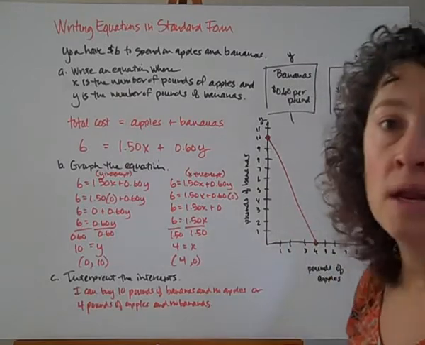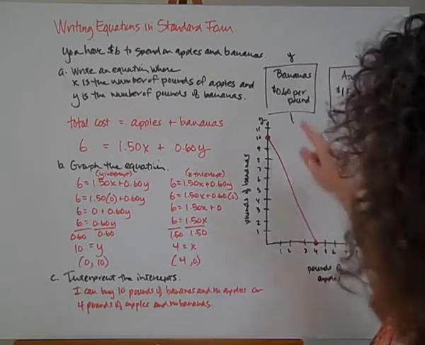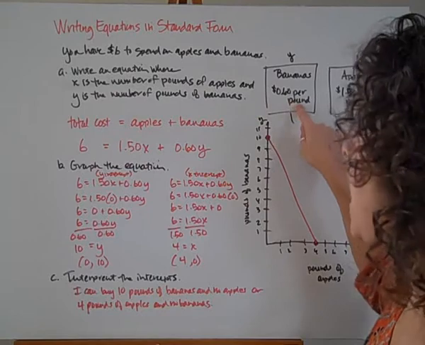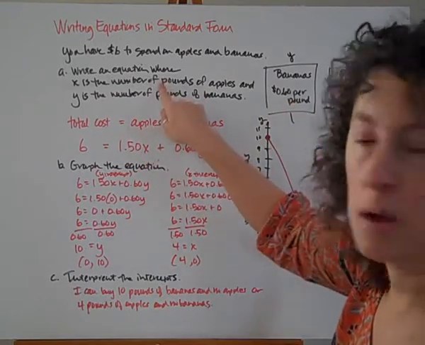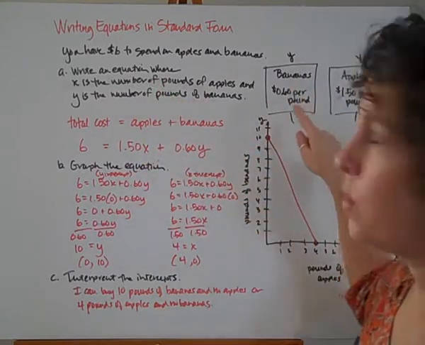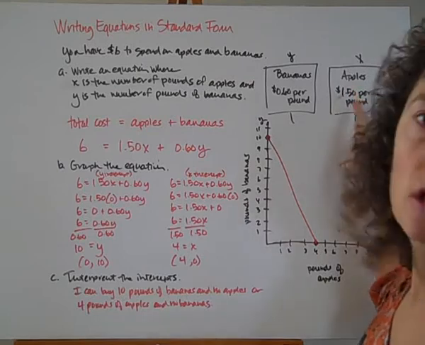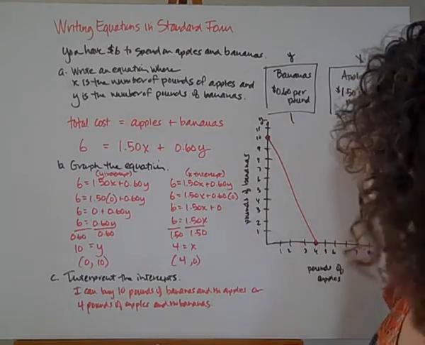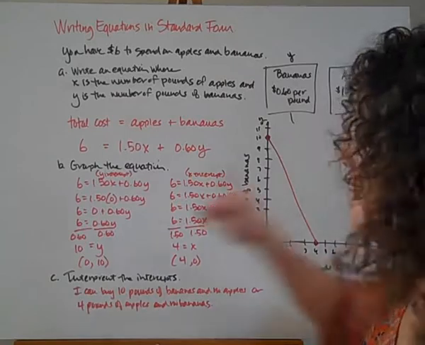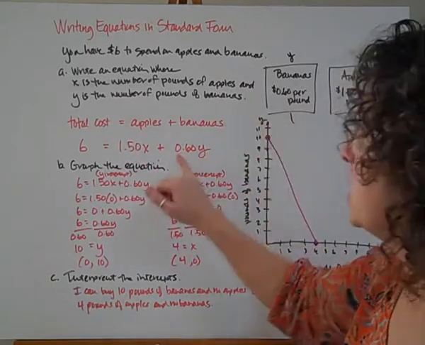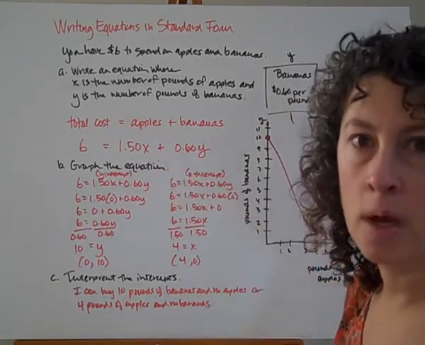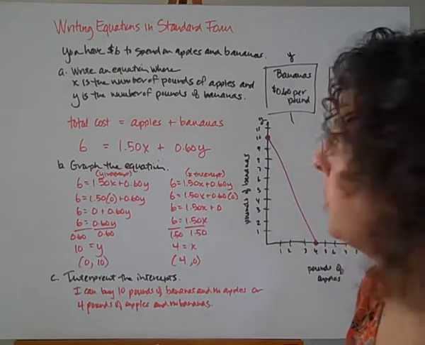And remember that the rate will always tell you what to multiply it by. This says 60 cents per pound. Well, my x's are number of pounds. That was my bananas, sorry, that was my y's. My apple says $1.50 per pound. So this is going to be times my pound of apples. So I'm going to come up with that $1.50. And my bananas is that 0.60 times my y. Rates will always tell you what to multiply them by.